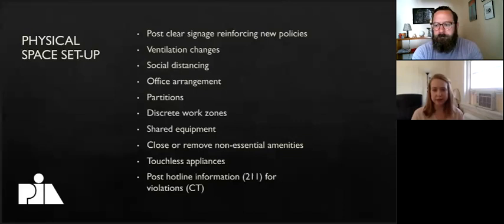And another specifically Connecticut requirement is to post a hotline for employees to notify the state to report violations of the state rules. So effectively saying employees are the ones enforcing this if you don't take it seriously. And for Connecticut, that hotline is 211.